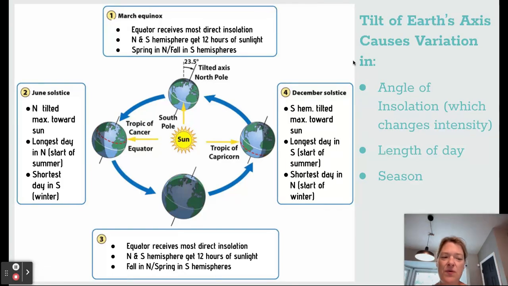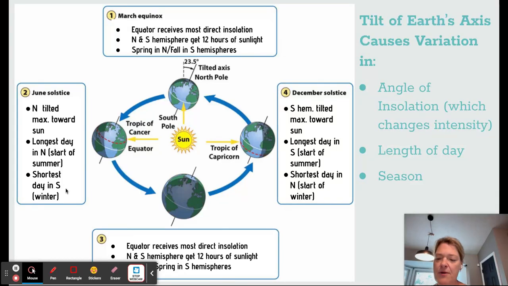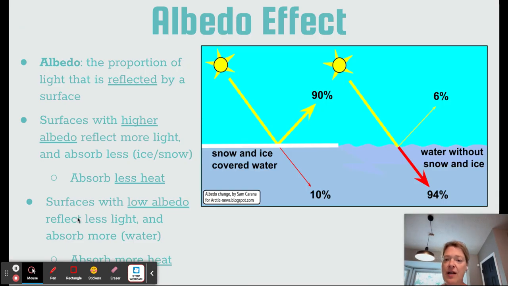This isn't a huge topic on the AP test, but it is important to understand that angle of insolation. That's key. The length of days and the seasons and how much sunlight we're getting isn't quite as important of a topic. So it's really that angle of insolation. If you'd like to pause here, you can do that, but I'm going to move on.